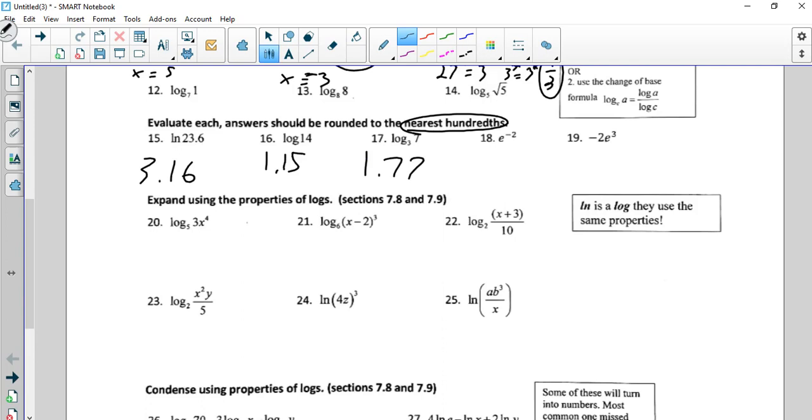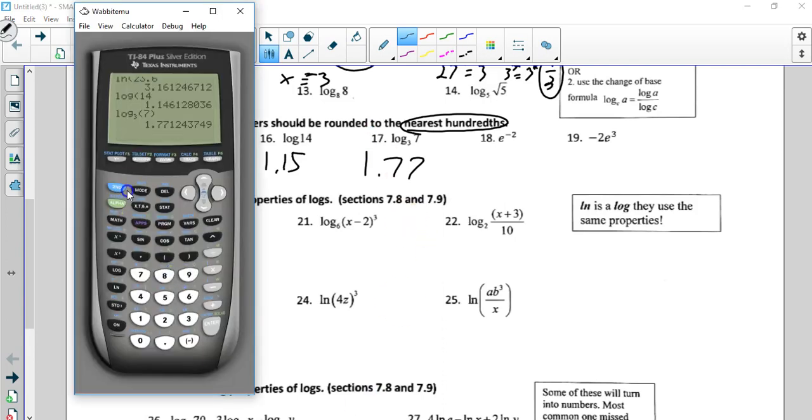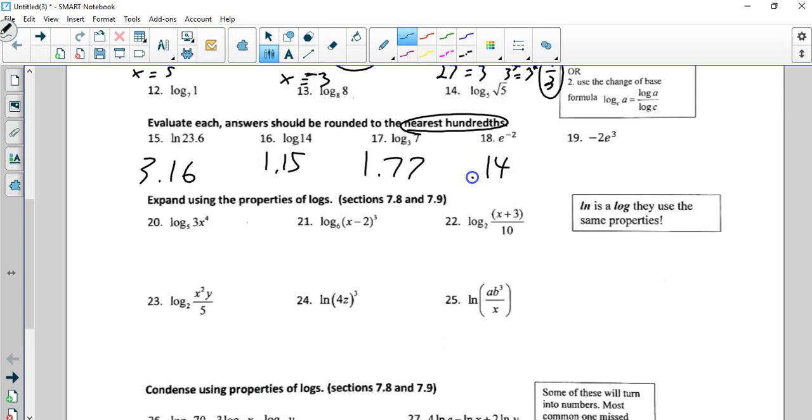e to the -2. Well, where's e? e is second ln. So you hit second ln, and then you do -2, and there's your answer. And again, look, the 3 is going to round up because of the 5 next to it.